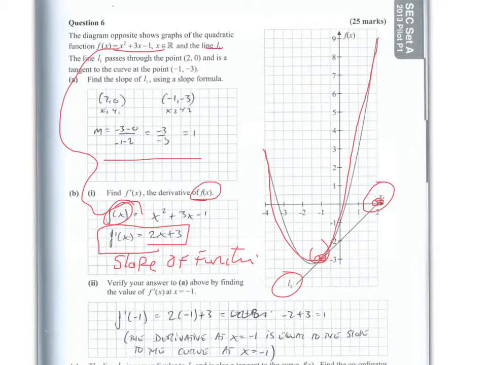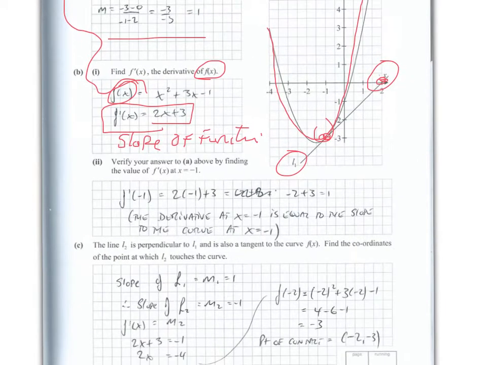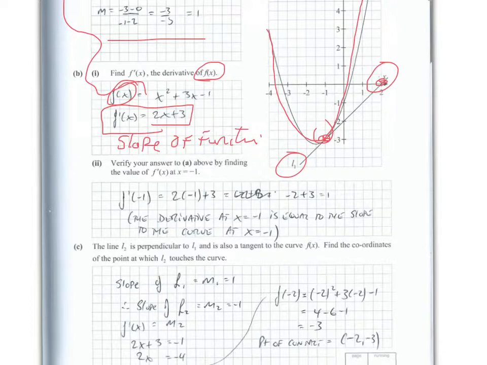Okay, and they go on in this question then to ask you to verify your answer to A, that the slope is 1, by finding the value of f'(x) at x equals minus 1. In other words, find the slope of the function at the point where x is equal to minus 1. So you simply take your slope function there, or your derivative, f', when minus 1 is the input, what's the output? And the output is 1.